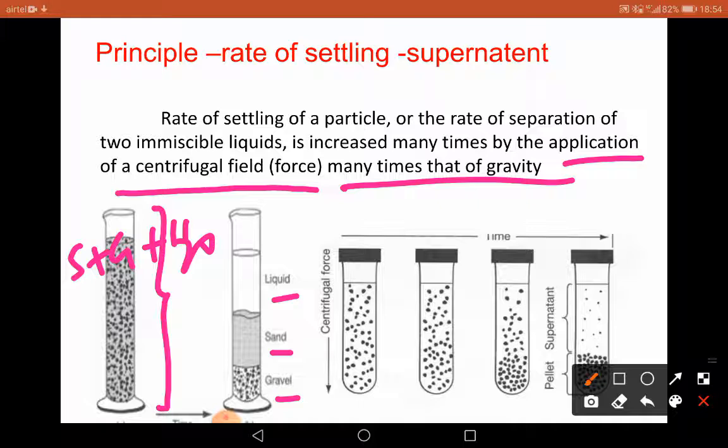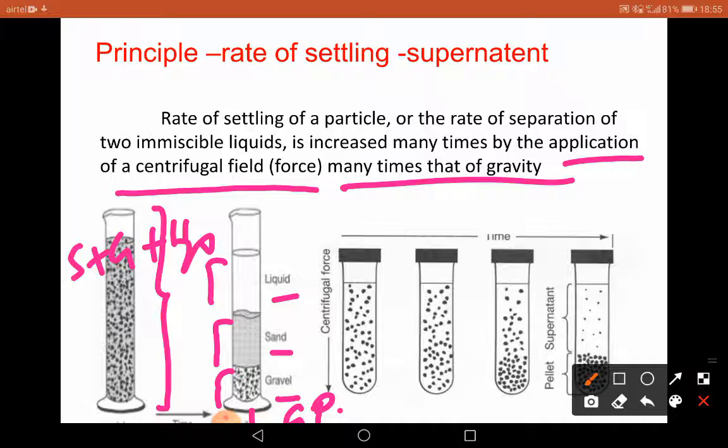The gravel has the highest density, and the compounds that have higher density form the bottommost layer. The density of sand is a little bit lesser than the gravel, so it settles on the gravel, and the liquid has still less density, so it forms the third layer. So objects that have higher density will settle at the bottom. This settling is completely based on the gravitational pull.